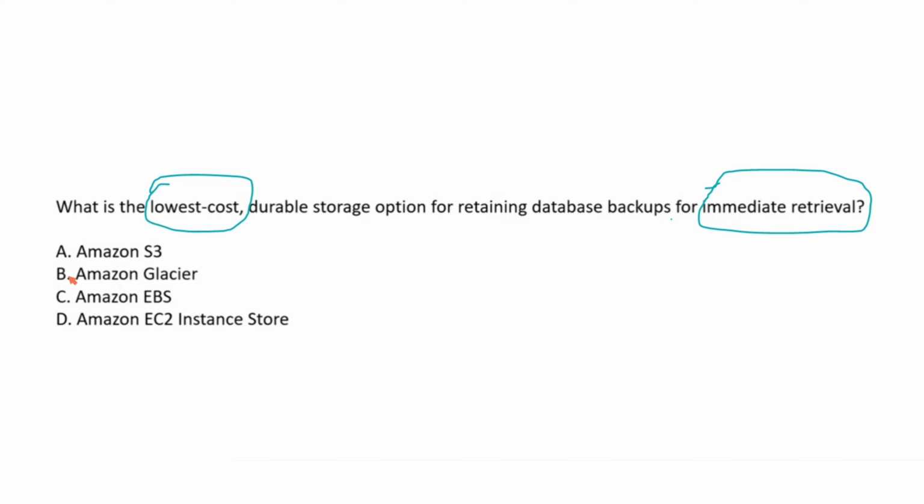Now if I talk about option number C, it says Amazon EBS. Amazon EBS is Elastic Block Store, which is something that we can access with an EC2 instance only, so we cannot use it for retrievals. It is totally a wrong concept. In this case we cannot use EBS. Then Amazon EC2 instance store. EC2 instance store, I can say it is like our computer's RAM. So this also cannot be our answer, right?